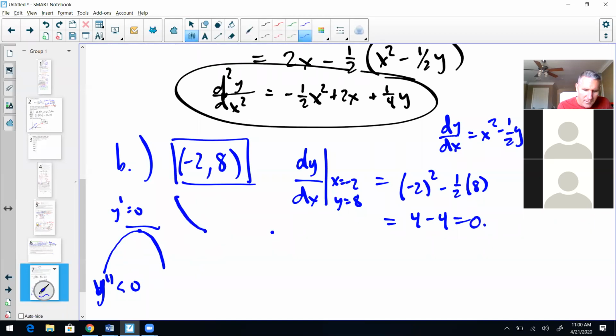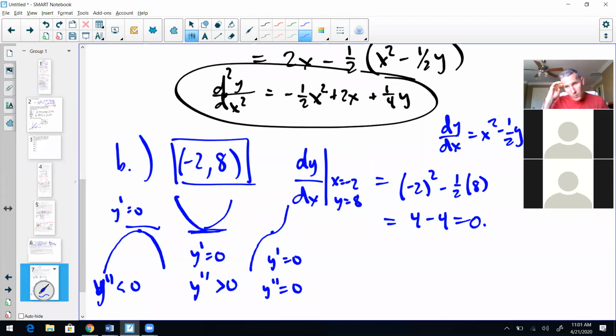So it could look like this. y prime equals 0 and y double prime is greater than 0. Sorry, I said min. This is a local max. This would be a local min. Or it could be either like a straight line, or something that looks like this, where the derivative is 0, so y prime equals 0 and y double prime is also equal to 0, or potentially doesn't exist. So this is no max or min. This gives us a min, and this gives us a max.